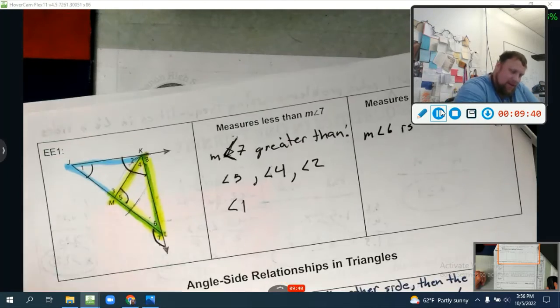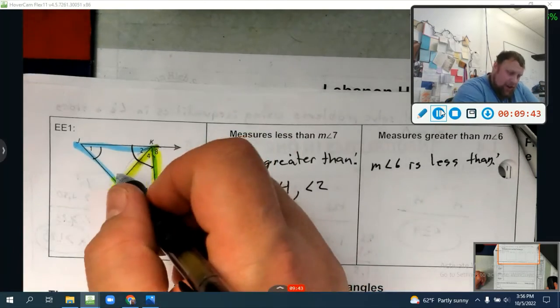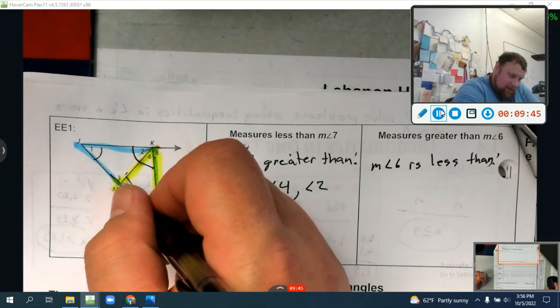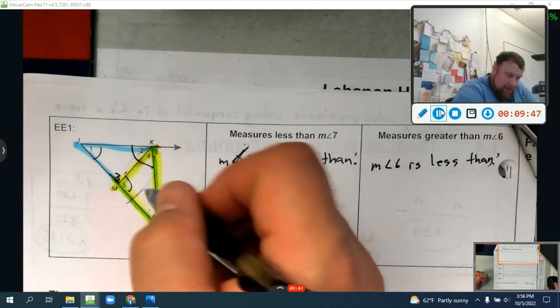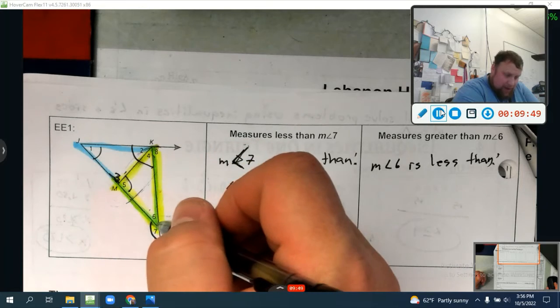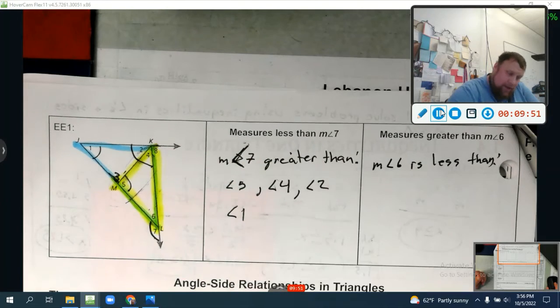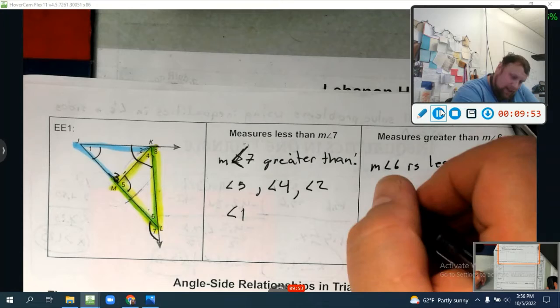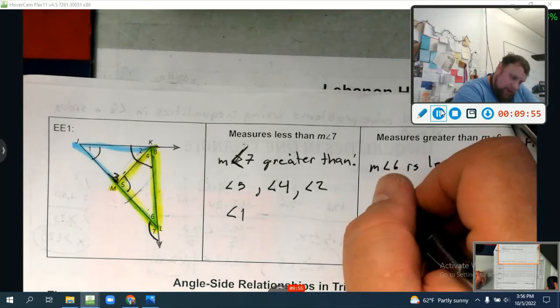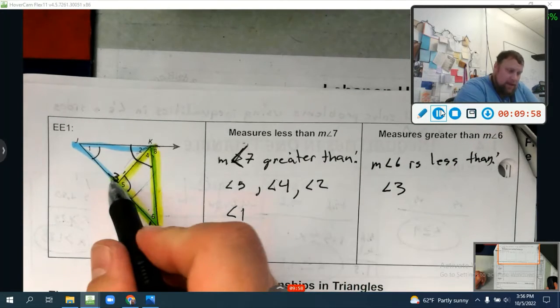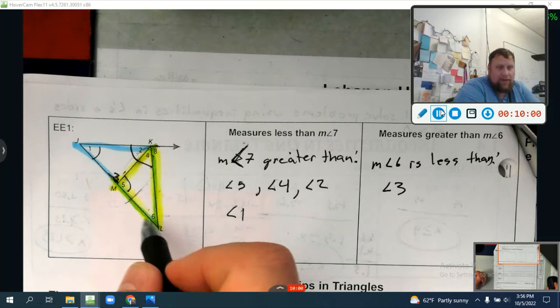Notice an exterior angle to this triangle is angle 3 right here. So angle 3 has to be greater than angle 6. So the measure of angle 6 is less than angle 3, because this is an exterior angle, and angle 6 is a remote angle to angle 3.